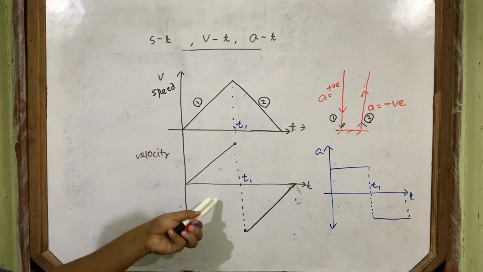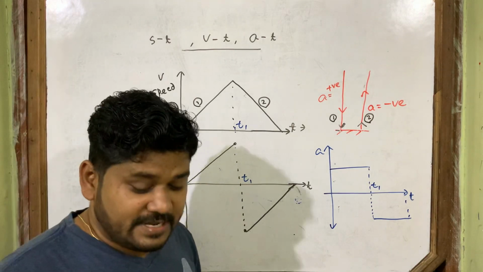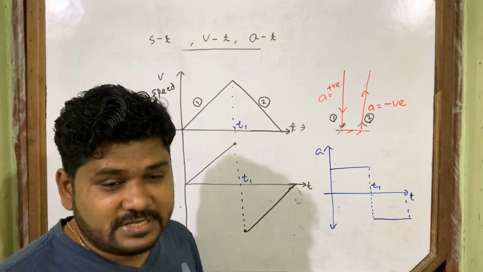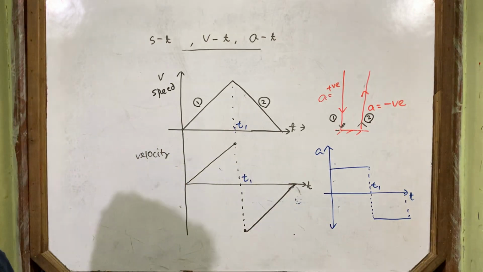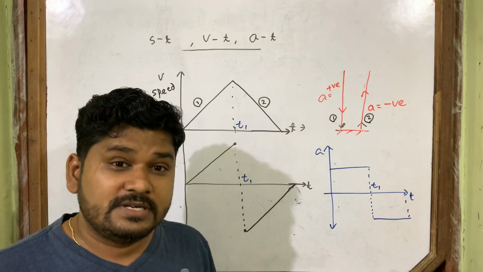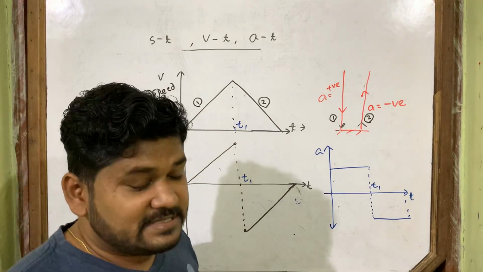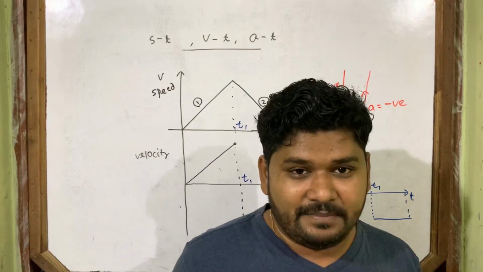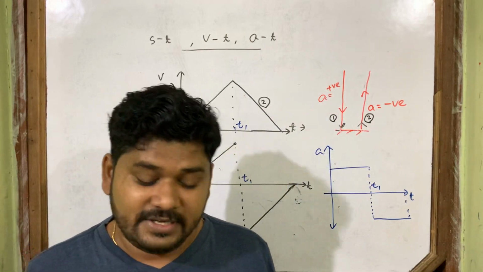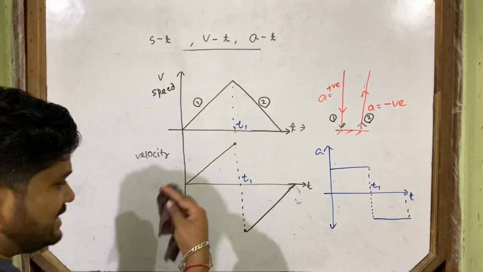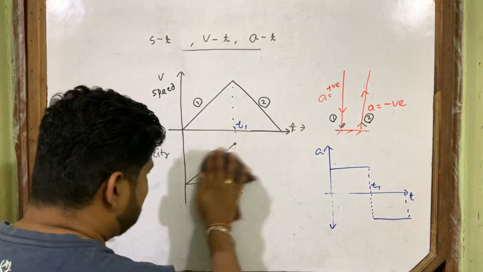So these are the speed, velocity and acceleration time graphs for a body which is dropped from a height and returns back to the same height. But now we'll do another question, the next question. What is that?